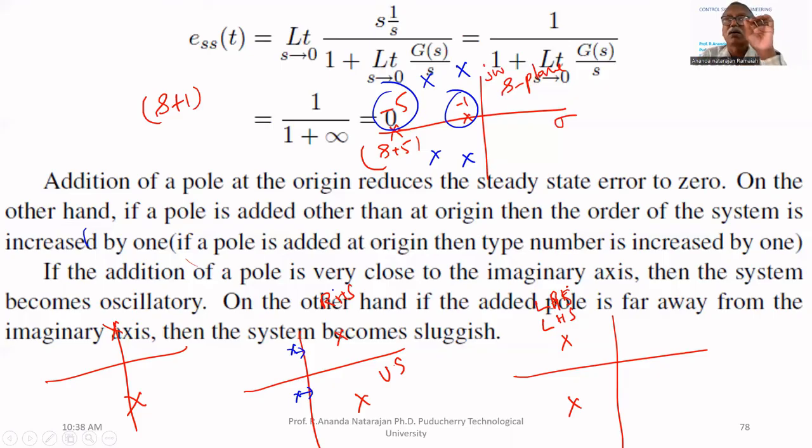So by compensating poles, what can we do? For a type 0 system, if you want to reduce the steady state error, you can add 1 by s. That is, if you add a pole at the origin, the steady state error will be removed. But if you want to modify its dynamics by adding a pole very close to the j omega axis, you can introduce oscillations, that too a complex pole. If we select the pole away from the j omega axis, it is less oscillatory. But anyhow, a complex pole will introduce oscillations. Poles very close to the j omega axis introduce more oscillations; away from the j omega axis, they introduce less oscillations.